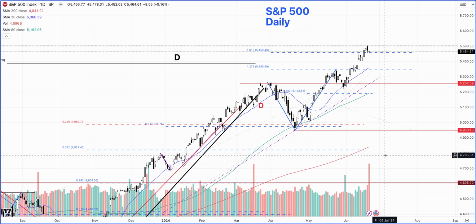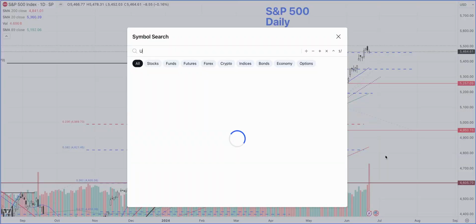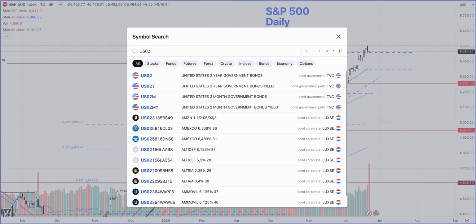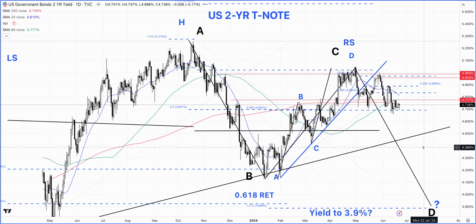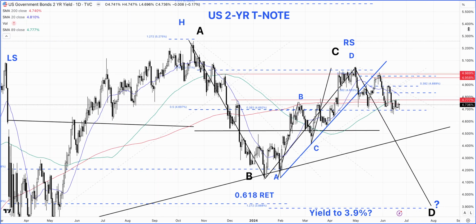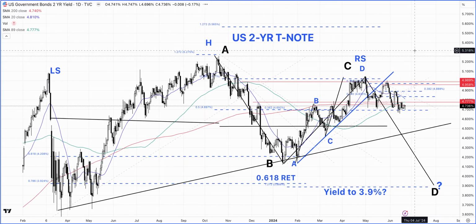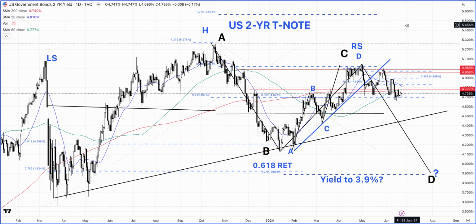Okay, so let's start with the U.S. 2-year Treasury note. This is the shorter end of the curve. And here we are taking a look at the 2-year Treasury note. The Fed really watches the 2-year Treasury note very carefully, so this is why it's pretty important.